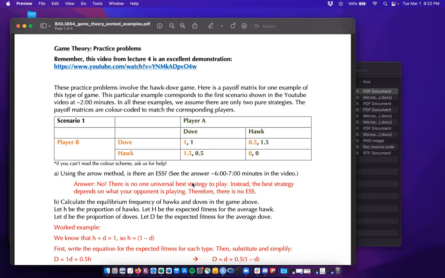So if one player's best strategy depends on what the other player's strategy is, then there's not an ESS. Correct.